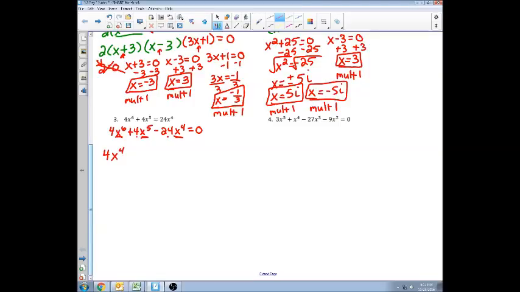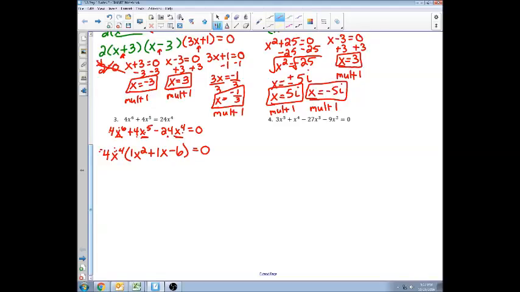That would leave me with 4 divided by 4 is 1. X to the 6th divided by x to the 4th would be x squared. 4 divided by 4 would be 1. X to the 5th divided by x to the 4th would leave me with a single x. Negative 24 divided by 4 would be negative 6. X to the 4th divided by x to the 4th is not going to leave me with any x's left. Okay? Now what's the next step?